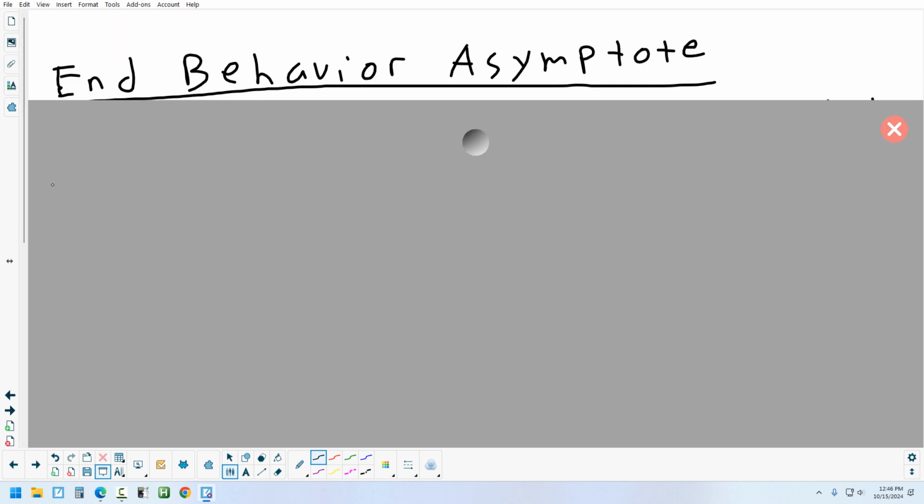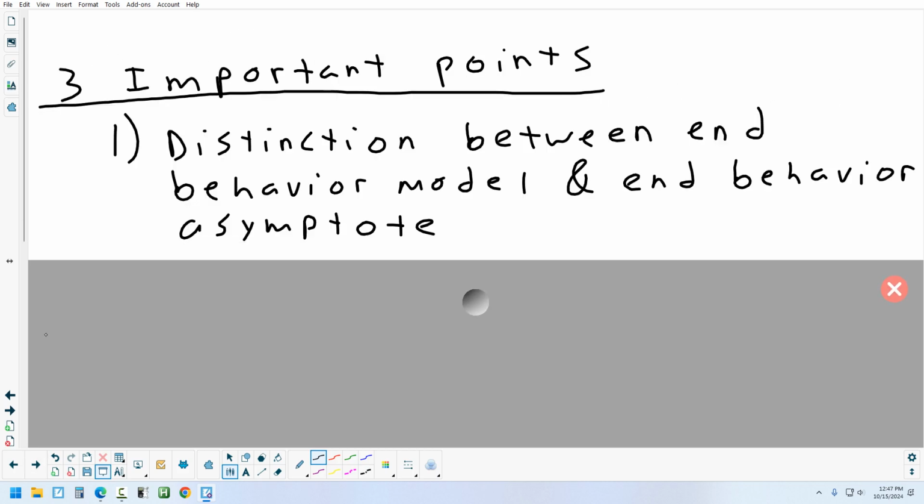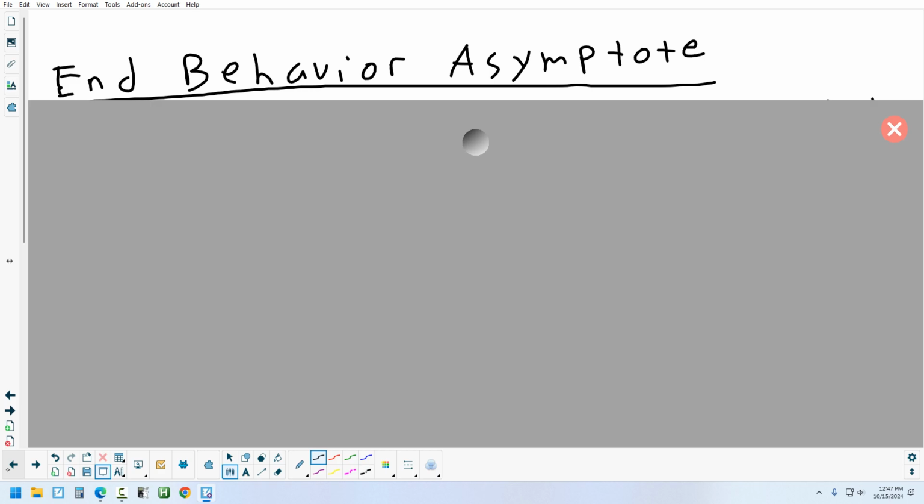All right. So first thing I'm going to show you is what's called the end behavior asymptote. In order to find this, it's something we already know how to do. Okay, it's going to use long division. And it's a little bit different than what we talked about last week in terms of end behavior model. Okay, so we mentioned something last week called an EBM. Okay, I'm going to talk about the difference between the EBM and the EBA in a little bit. Okay, so I'll get to that. And if you don't remember what the EBM was, I'll quickly just kind of summarize what it is.